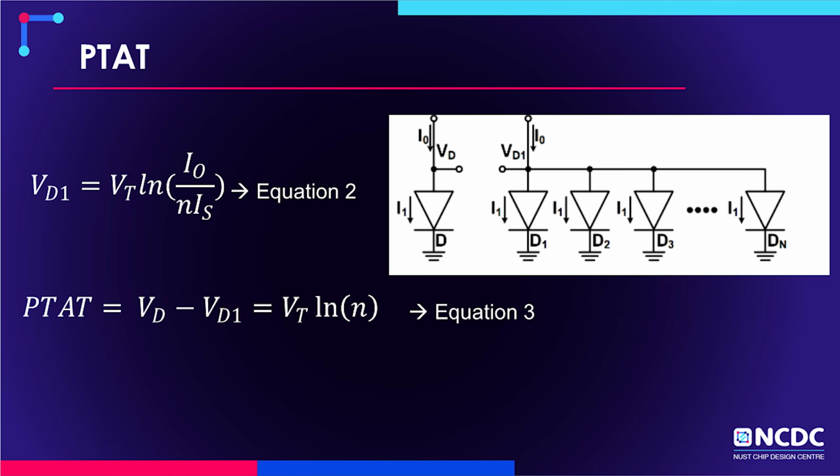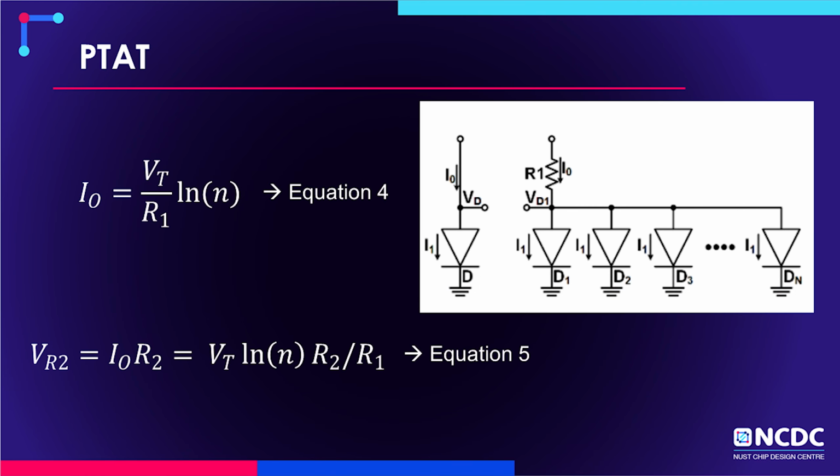From the figure on the screen, Vd1 is given in equation 2. Vd1 equals Vt multiplied by natural log of I0 by N times Is. Now we can form the PTAT equation by subtracting equation 2 from equation 1, which will result in PTAT equals Vd minus Vd1, which is equal to Vt multiplied by natural log of N, where N is the number of diodes. Hence for PTAT, Vt is directly proportional to absolute temperature.